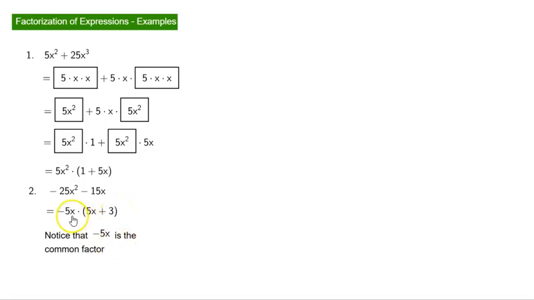Notice that minus 5x is the common factor, and if you want to quickly verify it, just carry out the distribution. Multiply it using the distribution property. So to verify the answer, multiply the two factors. Minus 5x times 5x is minus 25x square. Minus 5x times 3 is minus 15x.